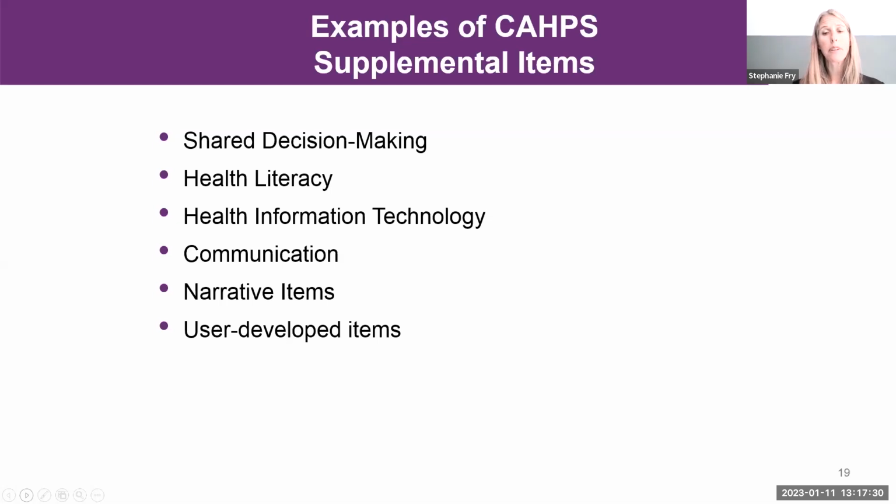Narrative items, which is what Caren mentioned earlier, or open-ended items to get feedback from respondents, and many others. The CAHPS supplemental items are available on the AHRQ CAHPS website through a searchable database. And if there are no CAHPS questions covering the topic of particular interest to you, you can also add your own user-specific questions. These type of questions would be added at the end of the CAHPS survey.